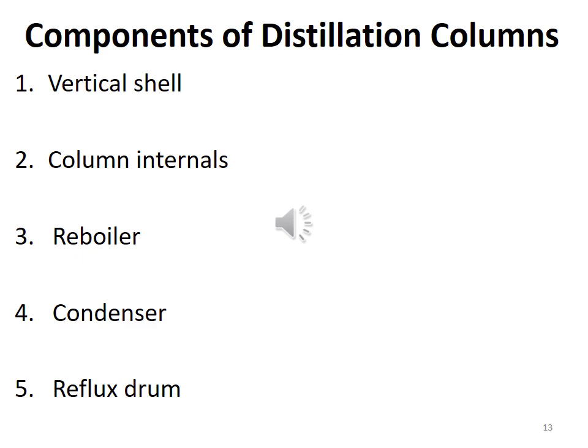So last is a reflux drum, which is used to hold the condensed vapor from the top of the column so that the liquid reflux can be recycled back to the column. So these are the 5 components which are used in distillation columns.